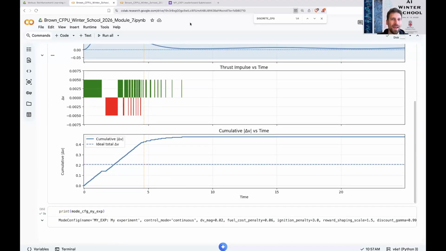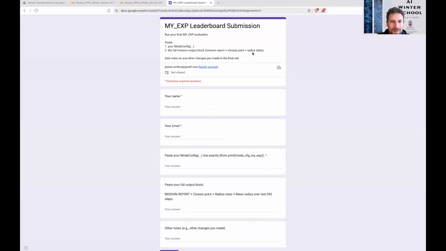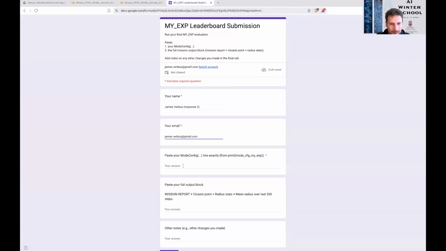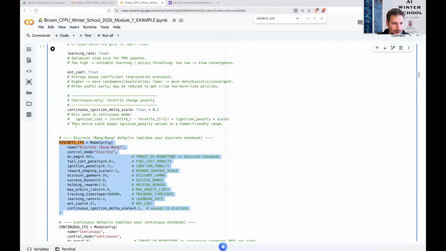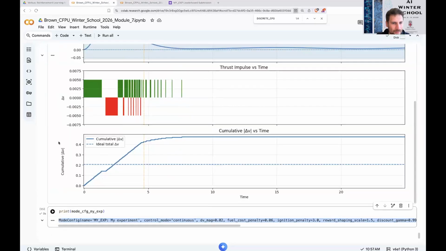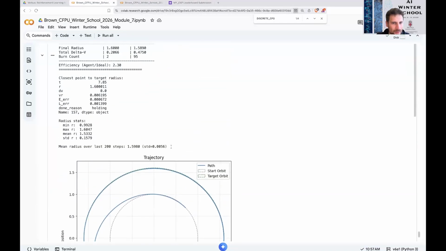Okay, so I'll submit another response. Just to remind folks, basically we can grab the config. This will show the changes in the configs that I did for my experiment, and you can paste it in here, and then paste the output block as well with the results.